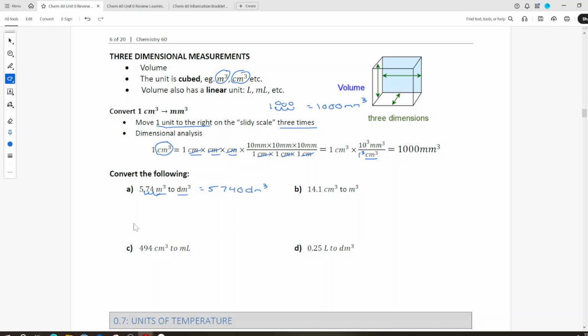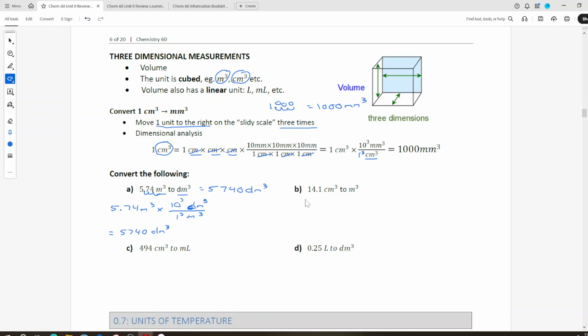decimeters cubed. If you want to do it by dimensional analysis, I have 5.74 meters cubed. I want to get rid of the meters cubed. I want decimeters cubed, so I put it on the top. And then my conversion is that 1 meter is 10 decimeters. So 1 cubed is 10 cubed. So I'm really multiplying 5.74 by 10 3 times, or by 10 cubed, and I get 5,740 meters cubed. All right, pause the video. Sorry, I meant decimeters cubed. Decimeters cubed.